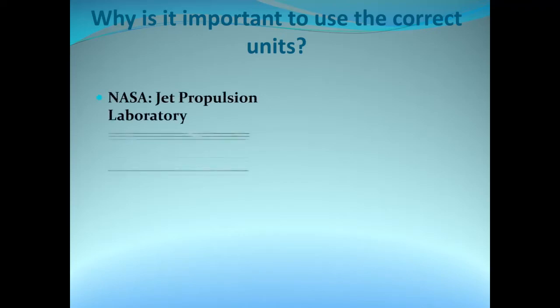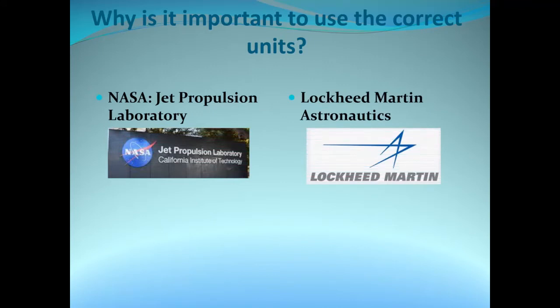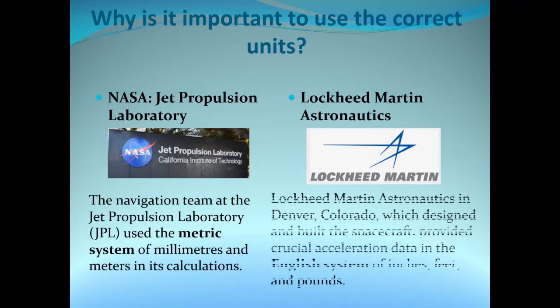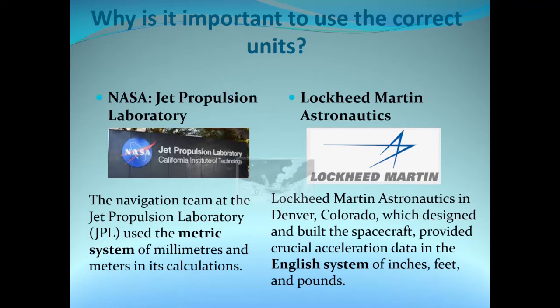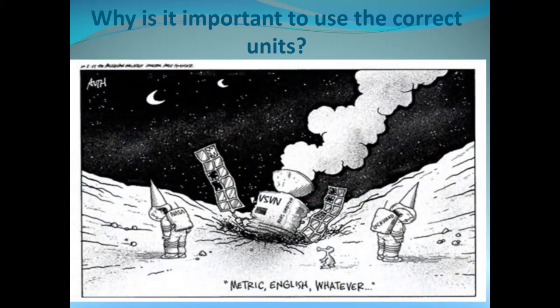So let me tell you about the 2 protagonists in this story, NASA's Jet Propulsion Laboratory and Lockheed Martin Astronautics. The navigation team at the Jet Propulsion Laboratory used the metric system of millimeters and meters in its calculations to get the orbiter safely to the surface. But Lockheed Martin Astronautics in Denver, Colorado, who designed and built the spacecraft, provided the crucial acceleration data in the English system of inches, feet, and pounds, which America still uses today. The result: the orbiter crashed into the surface of Mars.